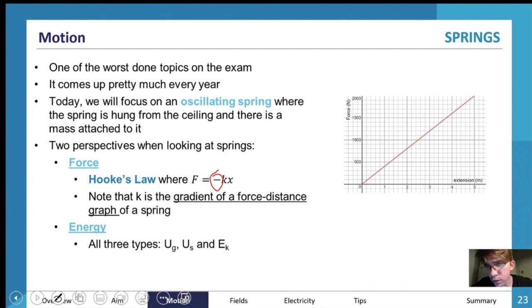Now, the area under a force extension graph, which is essentially us drawing Hooke's law, is the elastic potential energy stored in the spring when the spring is either compressed or when it is extended.